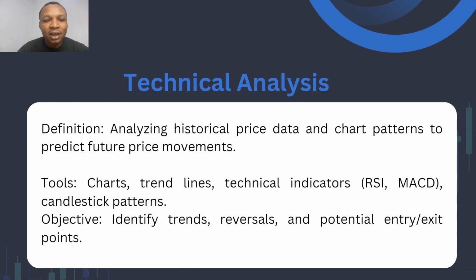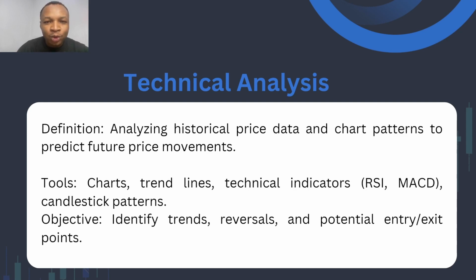This is called the technical analysis. In the technical analysis, we are analyzing the historical price data and chart patterns to predict future price movement. So we're looking at what has happened in the past to predict what will happen in the future. We're looking at chart patterns and price movements that have happened in the past, and then we're predicting that similar things are going to happen in the future.